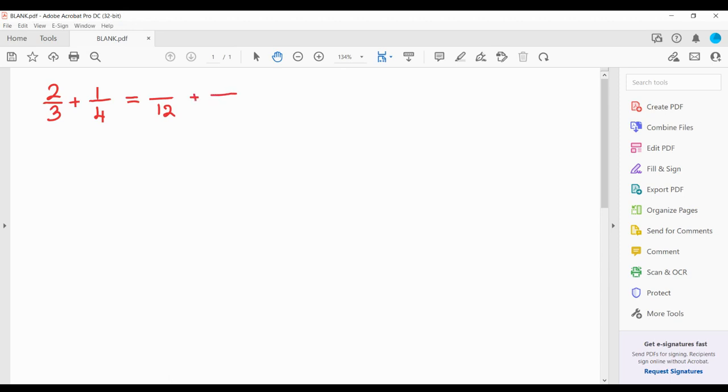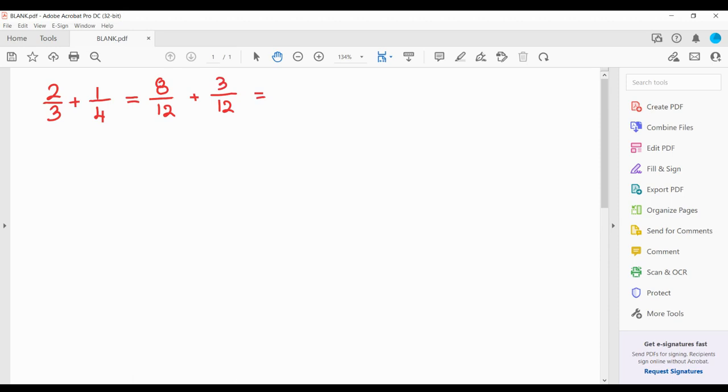So I'm going to go ahead and make sure that we have 12 on both denominators. For the first fraction, we have 3, so we have to multiply by 4. 3 times 4 is 12, and then we do the same thing with the numerator, 2 times 4 is 8. Go to the second fraction, the denominator is 4, so we multiply by 3 to get 12. We do the same thing with the numerator, 1 times 3 is 3.